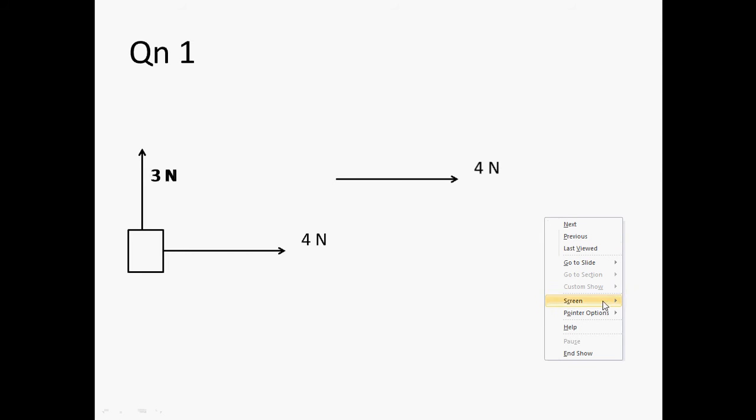Let me just go back to the pointer. The second force, the tail. Where's my pointer? The tail will come to the first force.